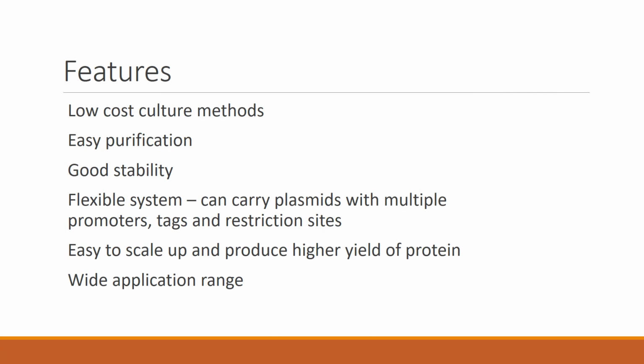About the features of the E. coli expression system: low-cost culture method, easy purification, good stability, flexible system, can carry plasmids with multiple promoters, tags, and restriction sites, easy to scale up and produce higher yield of protein, wide application.